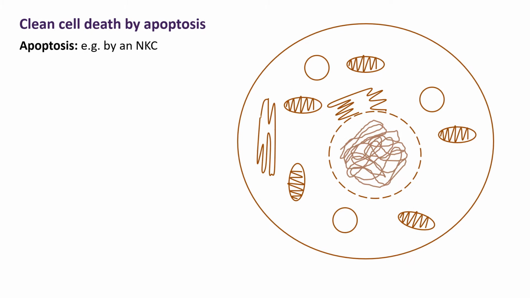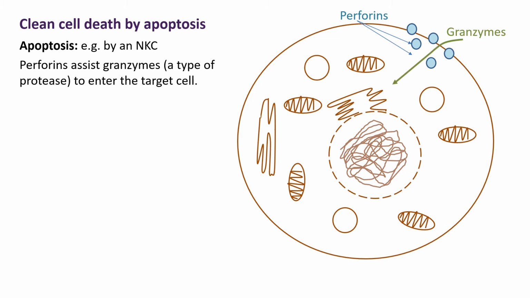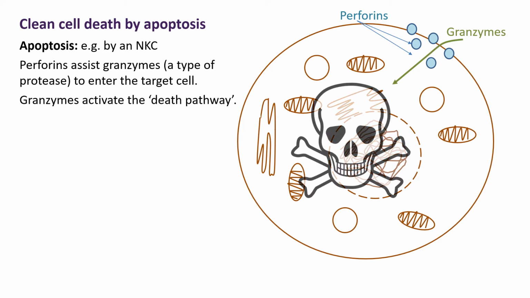So much more preferable really is apoptosis. This is an example of a natural killer cell, but in part 3 we'll also look at cytotoxic T cells. They do the same thing. So apoptosis is a clean death, because in terms of natural killer cells and cytotoxic T cells, perforins and granzymes enter the cell. The granzymes activate the death pathway. Don't worry too much about death pathways at this point, we'll talk more about those in clinical reasoning.